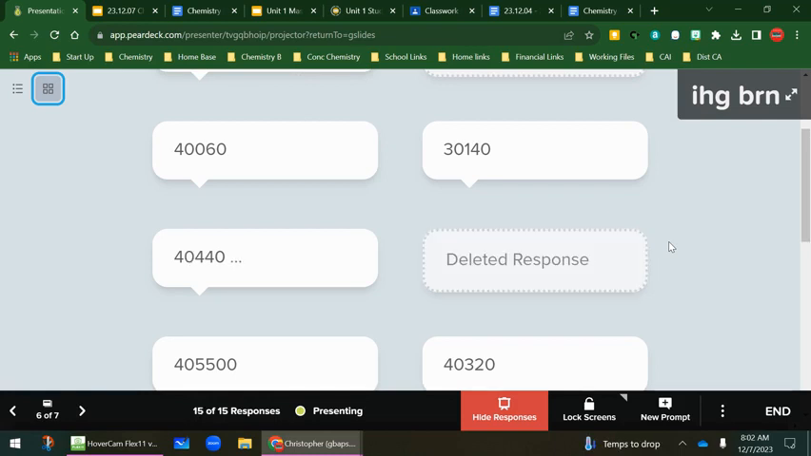I didn't see it. 1020. Only 3 sig figs. Correct. Now we could fix them, don't delete them. We can easily fix them. Let's talk about how we can fix them.